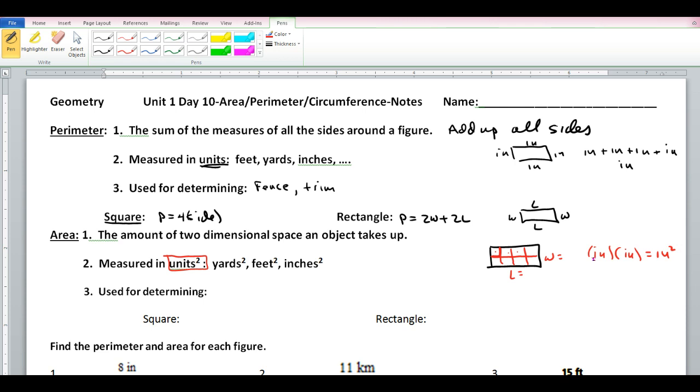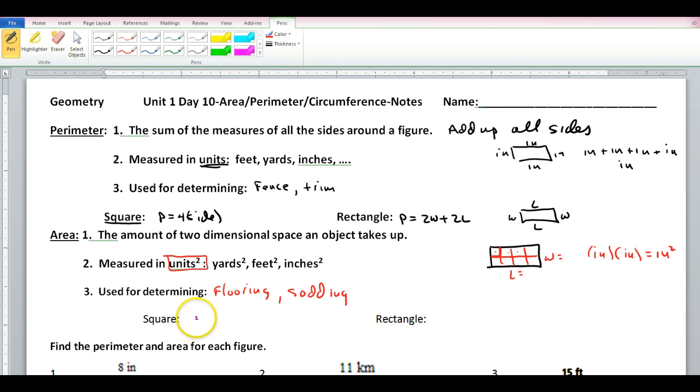Now, area is used quite a bit. Flooring in a house is an application of area. Sodding a yard, how much sod to purchase. When you're painting a room, the amount of paint you need, you would find the square footage of each wall, and the cans could tell you how much paint you need to buy.